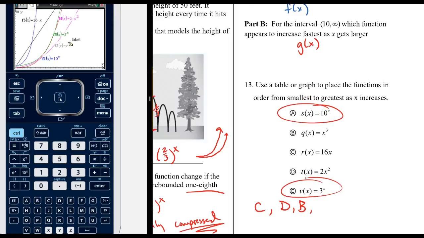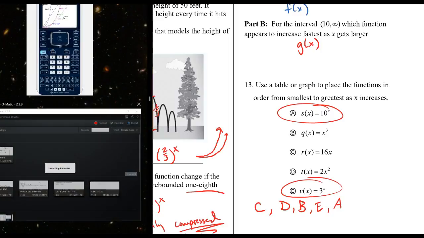And they're so far apart on the graph, it's hard to see them. But we know that 10 to the x has a growth factor that's 10, and 3 to the x has a growth factor that's 3. So the 3 has to come before the 10. So my order is C, D, B, E, A for order of smallest to largest.